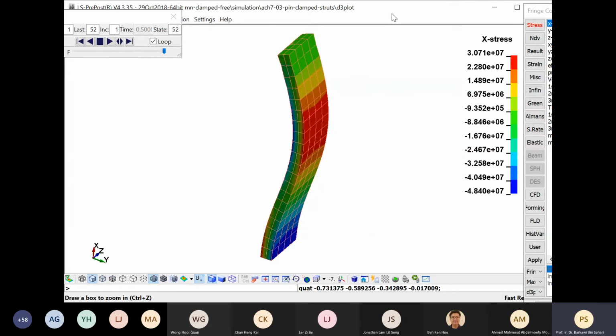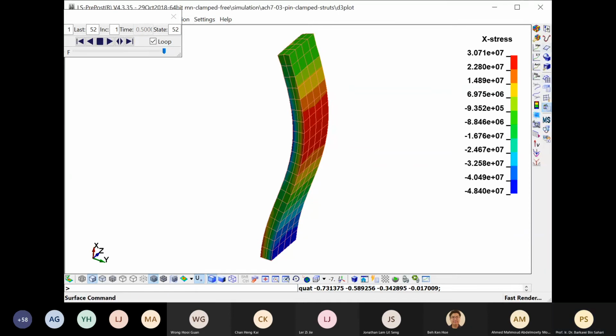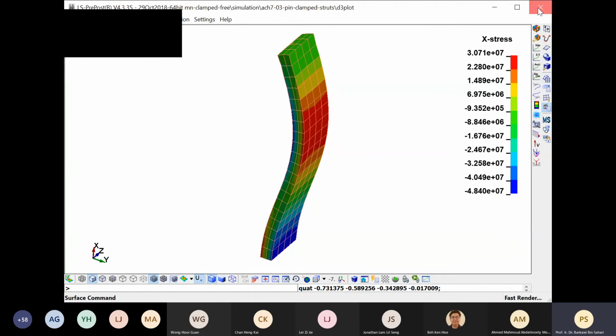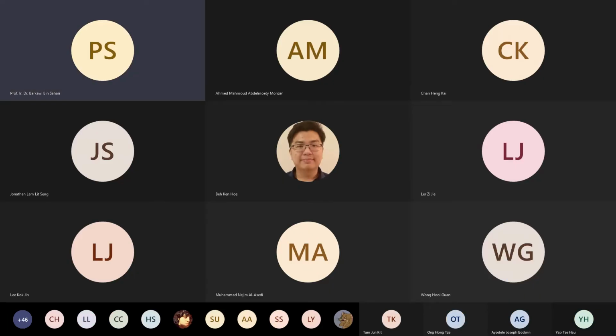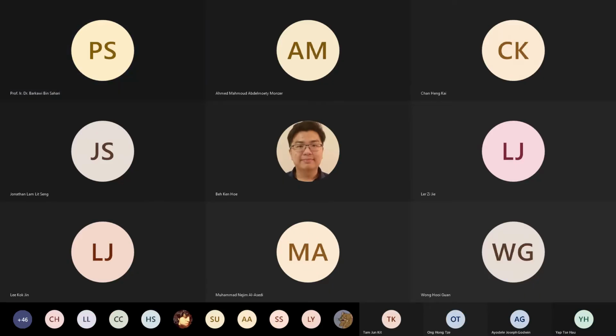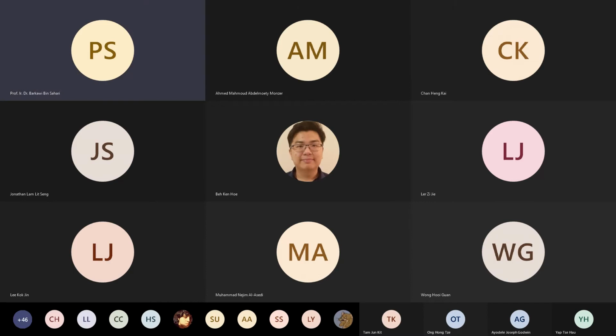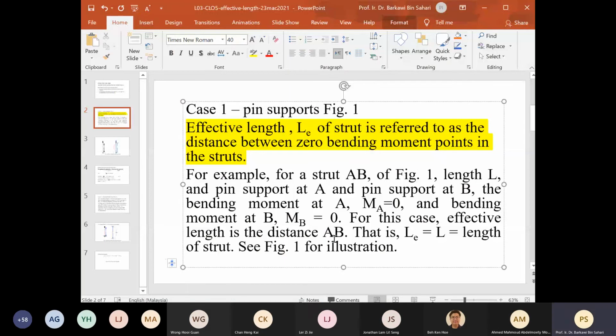So now I'll continue back to the lecture proper. Just bear in mind the definition and the location of effective length.